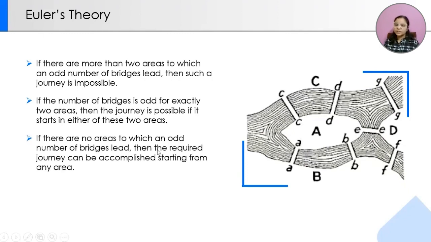He gave the last point in his theory, which was if there are no areas to which an odd number of bridges lead, then the required journey can be accomplished starting from any area. If there are no land masses which are connected to an odd number of bridges, again, the bridges can be in odd number, that is 1, 3, or 5, but there should not be any land masses attached to it, then the required journey can be accomplished. That means the journey is possible starting from any area. Then you can start from any land mass which is around the bridges.